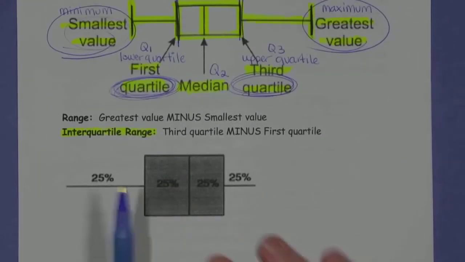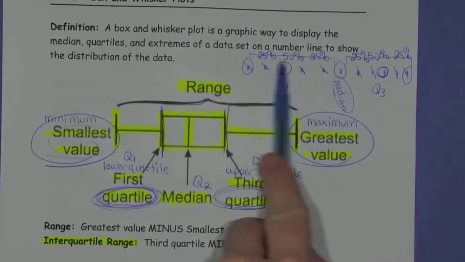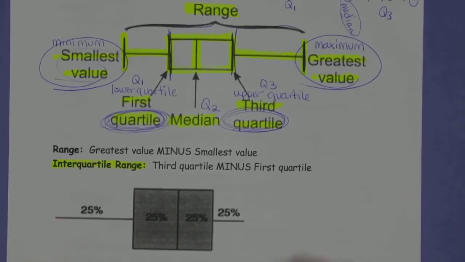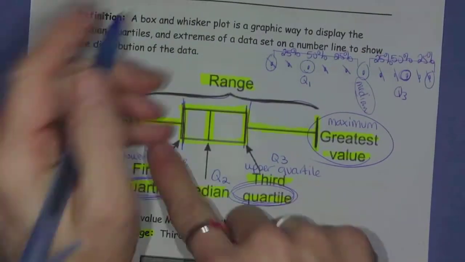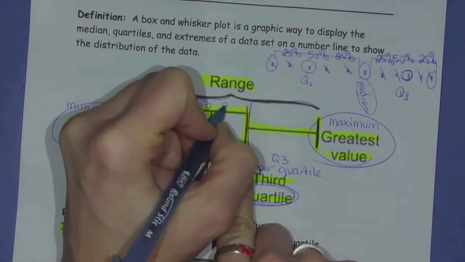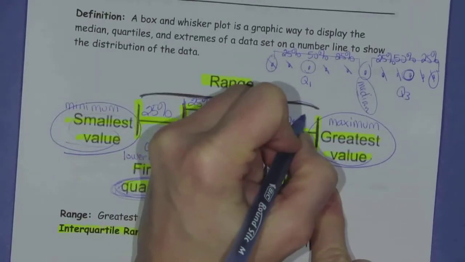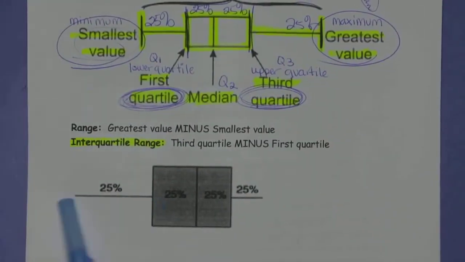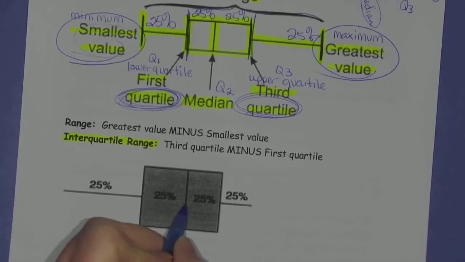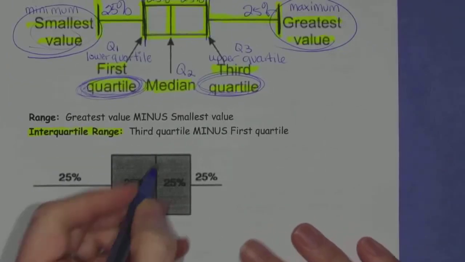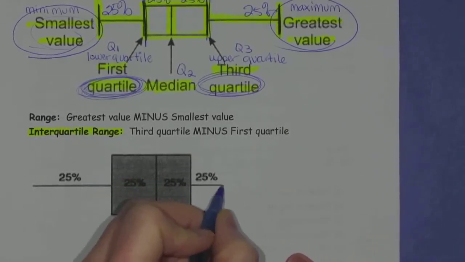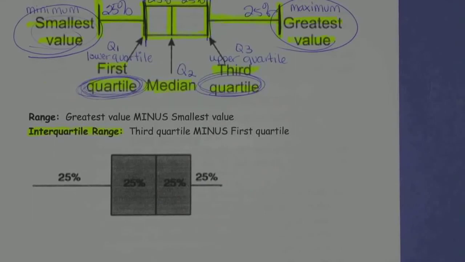And last but not least, this is just reiterating what I said up here. Each part of a box and whisker plot, each part of the picture represents 25% of your data. So the first whisker is worth 25%. The distance between the first quartile and the median represents 25%. From the median to the third quartile, 25%. And from the third quartile to the greatest value, 25%.